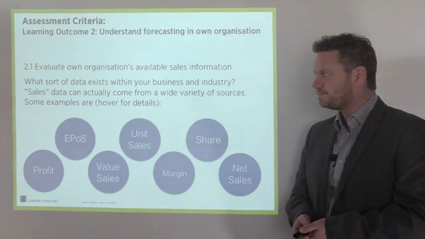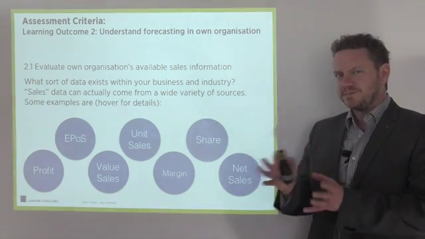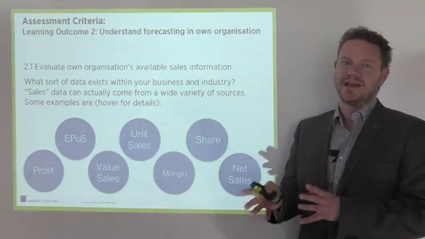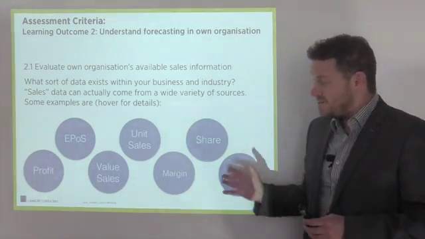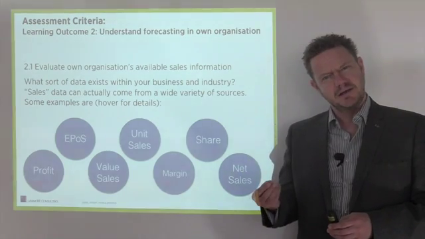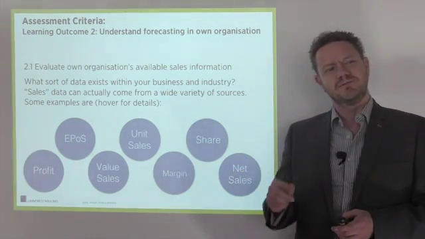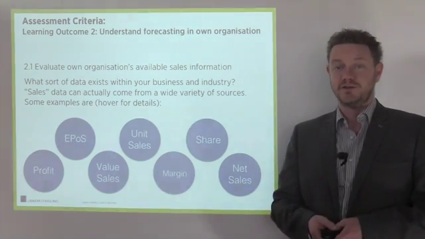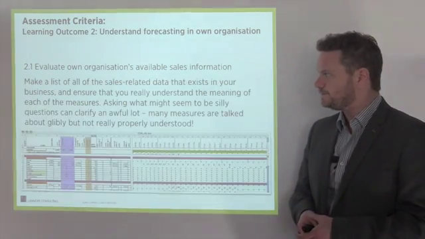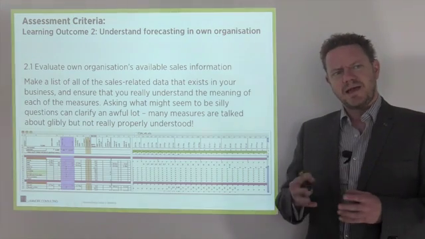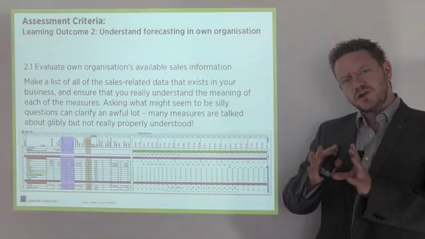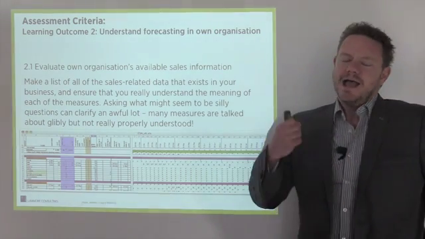So work out as part of your assignment, and you'll be challenged on this in your assignment, what is the currently available sales information? Do bear in mind what might be missing as well. It's often a really interesting question to look at. Not just what you've got, but what you could have or what you should have, and what might be possible in the future, what would be useful to you. Once you've done that, you can make a list of all of the sales-related data that exists and make sure that you understand all of them.